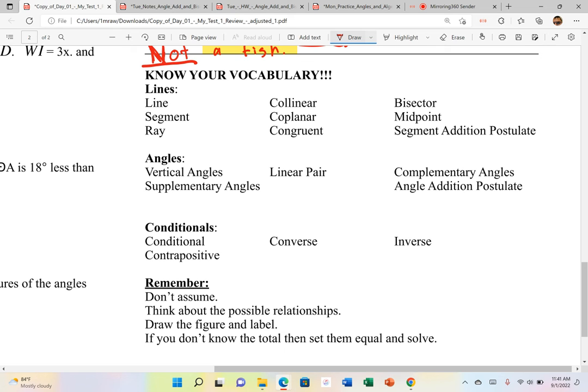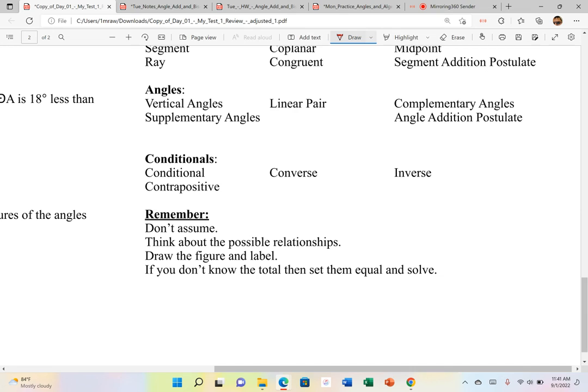Okay. All right. Know what complementary means. Complementary means that angles add up to 90 degrees. Supplementary means that angles add up to 180 degrees. Know your types of angles, vertical angles and linear pair. Know their relationship. Know how to do the converse, inverse, and contrapositive of a conditional statement. Know that a conditional statement is an if-then statement. The if is not part of the hypothesis. The if indicates where the hypothesis goes. The then tells you where the conclusion goes. Okay, so be very careful with that.